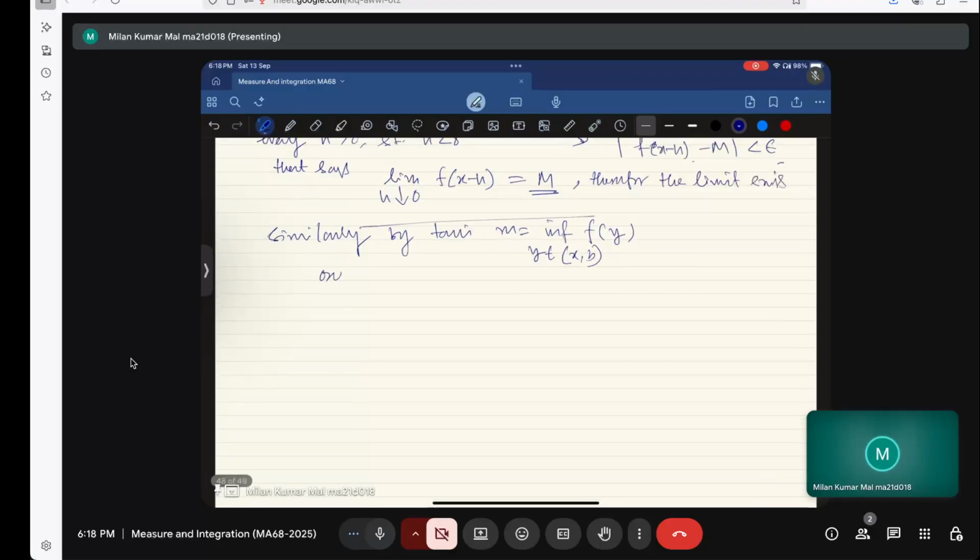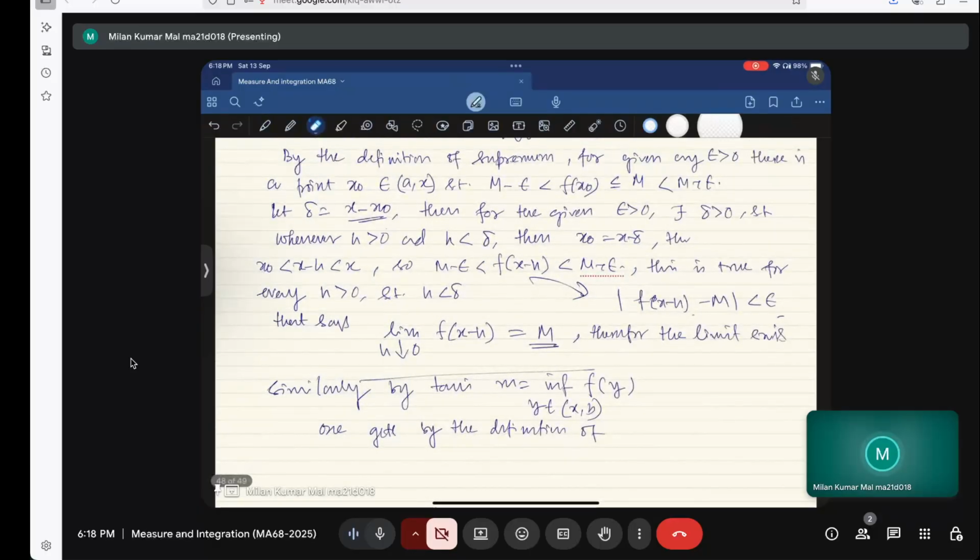one gets by the definition of infimum. Why does this happen? F of x minus h. Because of monotonicity. Here we are using monotone increasing, because if x naught is less than or equal to x minus h, then f of x naught has to be less than or equal to f of x minus h.